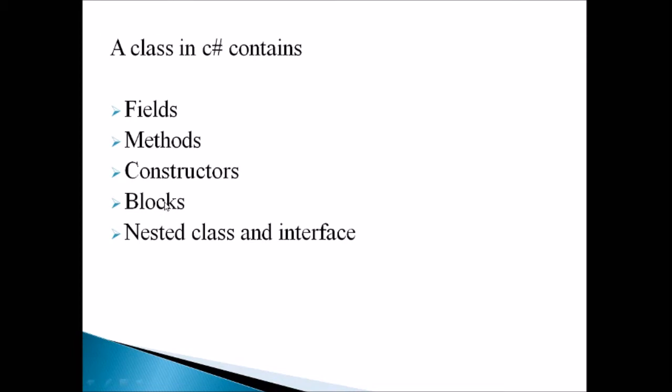Okay, next, blocks. A block can be for a class, main or any method. The thing given within open and close curly braces is called a block. And nested class: a class may have another class. At that time it is called a nested class. And interface. So these are the things that can be included in a class in C#.